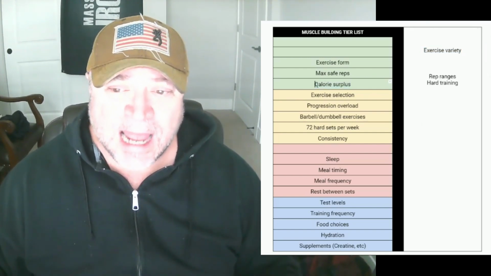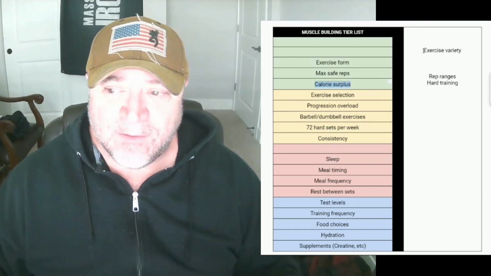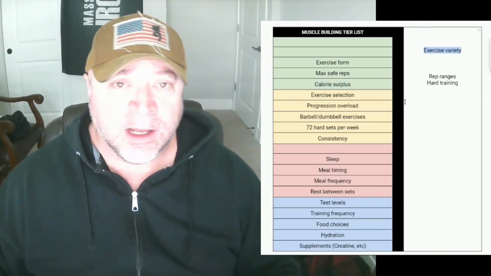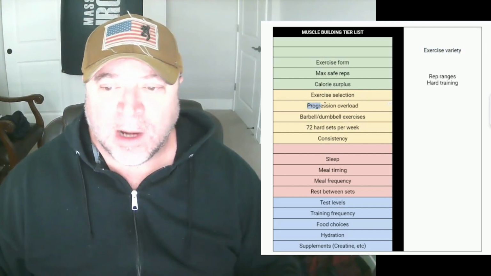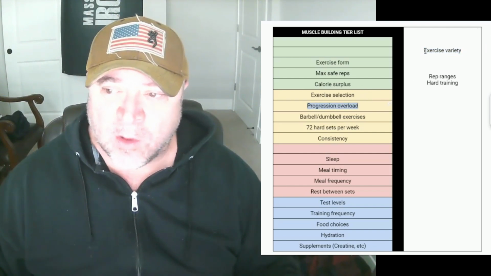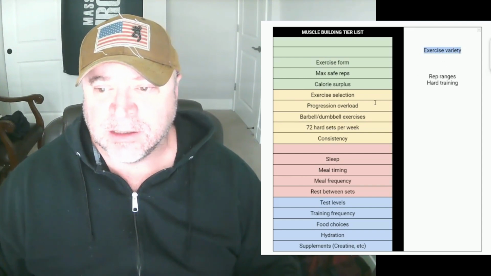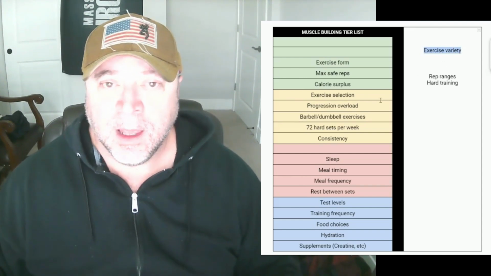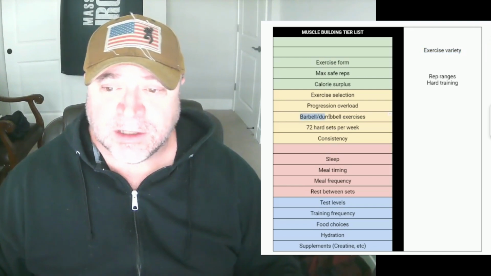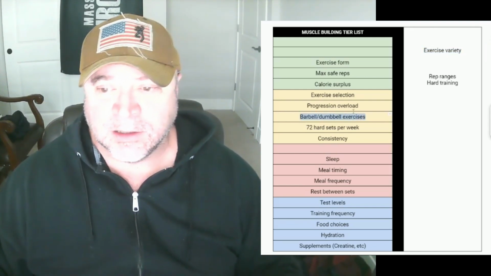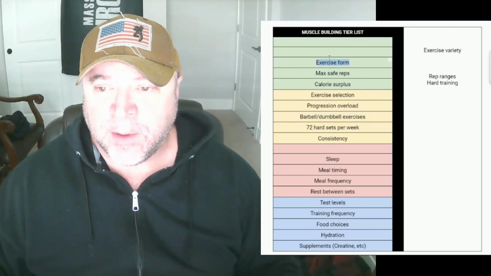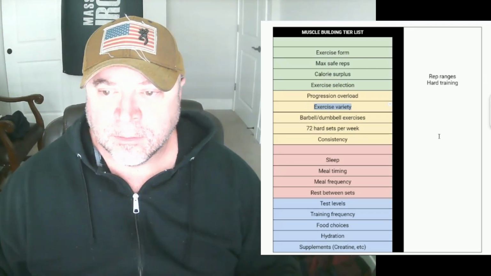Now, if you were in a calorie surplus but didn't have a quality exercise variety, you could still grow. You could still be okay. If you had progressive overload and didn't have a quality variety of exercises, you could still grow. Exercise variety is obviously more important than sticking to just dumbbell and barbell exercises. So I'm going to move these up on the list and let's think through this just a little bit.